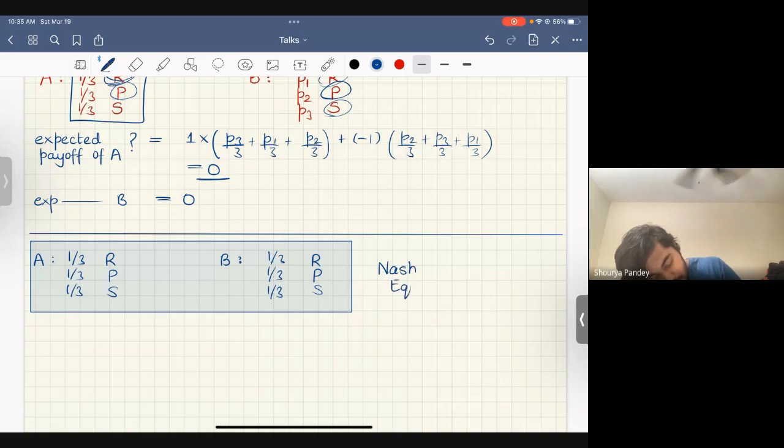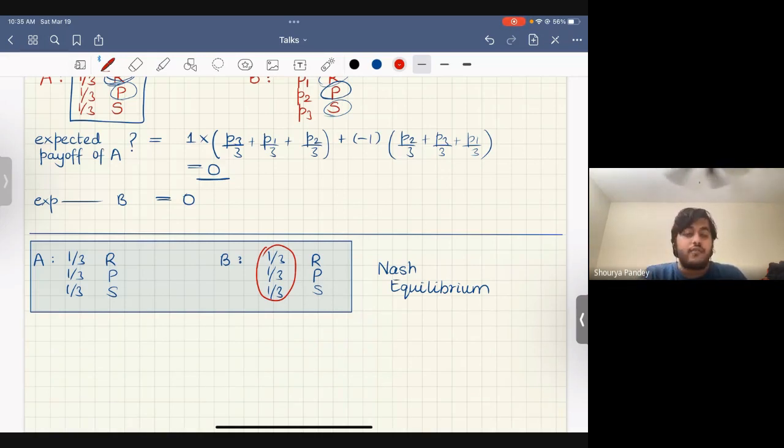So what I mean by Nash equilibrium here is that if B is allowed to change these values, B doesn't benefit from this, right? Similarly, if these values for B are the same, then A doesn't benefit by changing this. And so this is a Nash equilibrium.